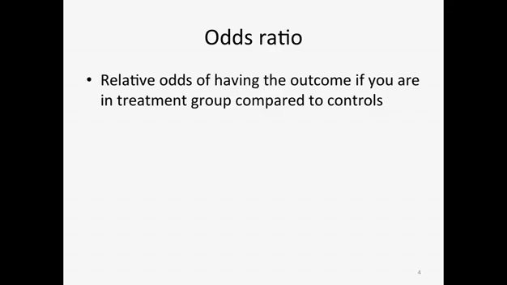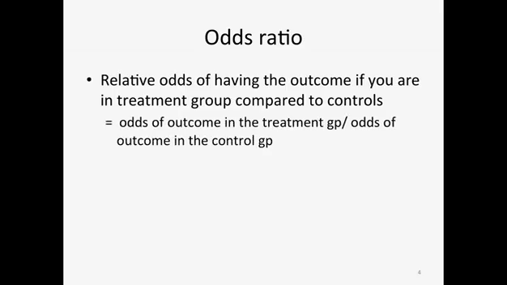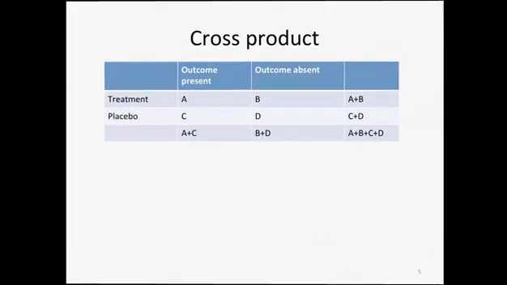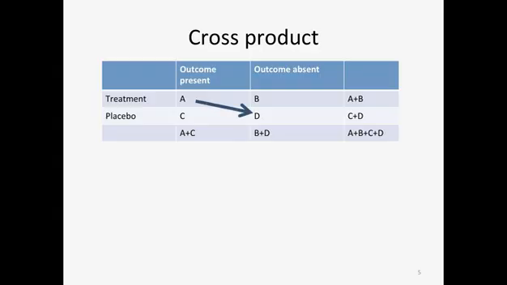So the odds ratio calculated in a randomized controlled trial is same as the odds ratio that you calculate in a cohort study. It's given by the relative odds of having the outcome if you're in the treatment group compared to controls, which is equal to odds of outcome in the treatment group divided by odds of outcome in the control group. A by B divided by C by D, which is AD by BC. This is nothing but a cross product ratio. As I said earlier, this is the same as what we got from a cohort study.